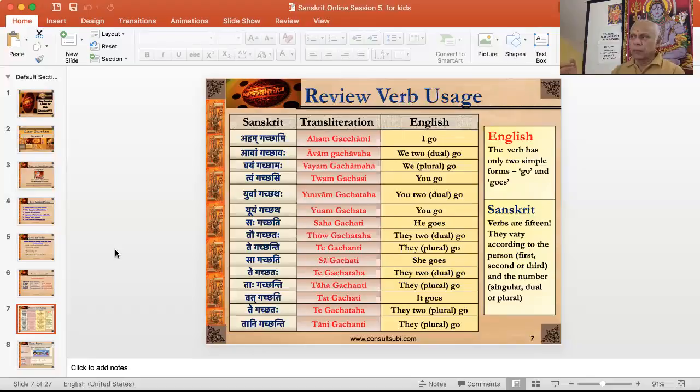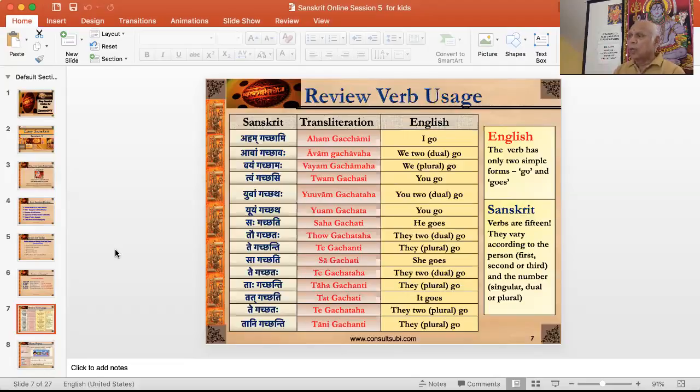The verb in English has only two simple forms, go and goes. But you see in Sanskrit, how many are there? There are 15 verb forms. They vary according to the person, first, second or third person, and the number, whether it is singular, dual, or plural. So there is a big difference between English and Sanskrit. So remember, Sanskrit is more specific. When you say gachanti, you mean more than two people are going. When you say gachataha, you know only two people are going.